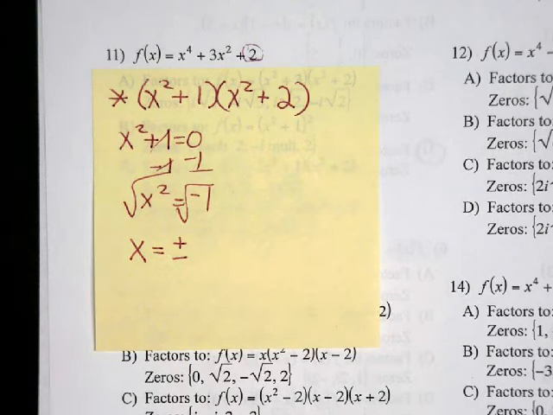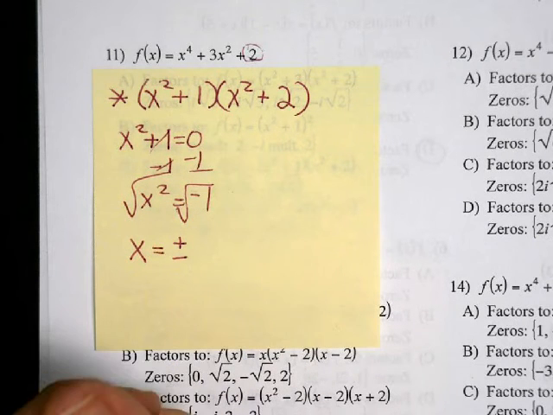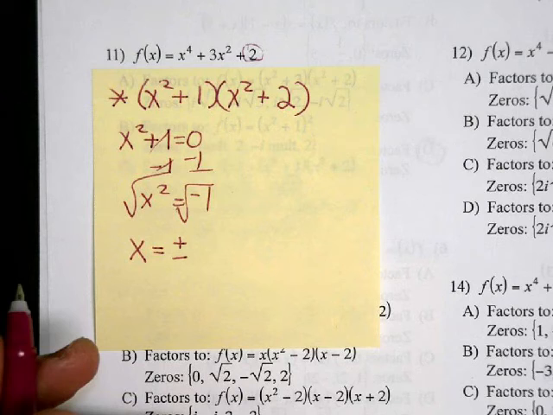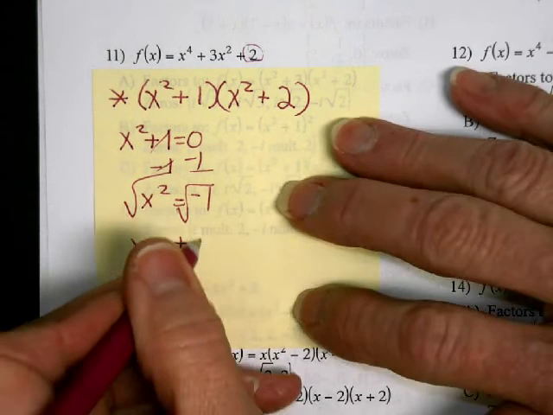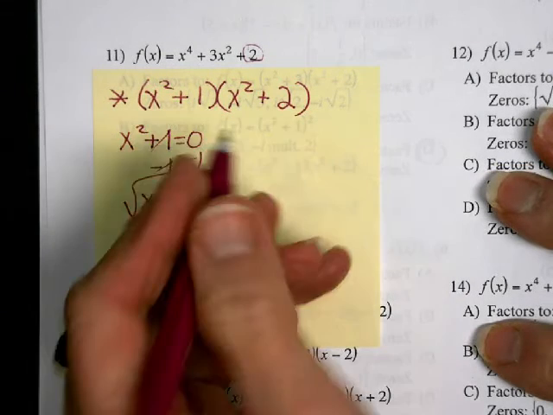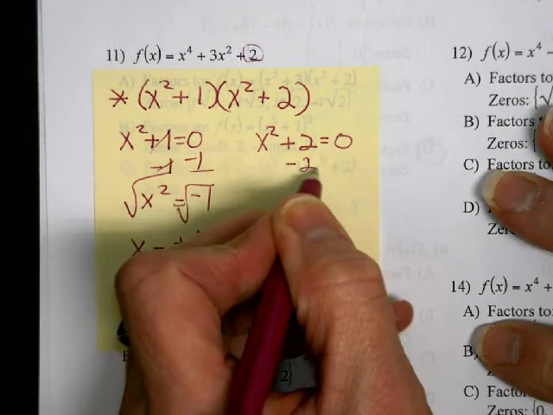Saved by the bell. What's the letter? Letter who? Who shows up when I take the square root of a negative? Letter i, yes, thank you. That's what I'm fishing for. If I just take the square root of a negative 1, that creates an i. But there's two of them, positive and negative. All right, so I got that one out of the way.